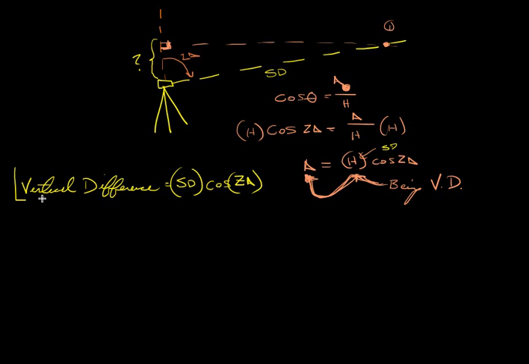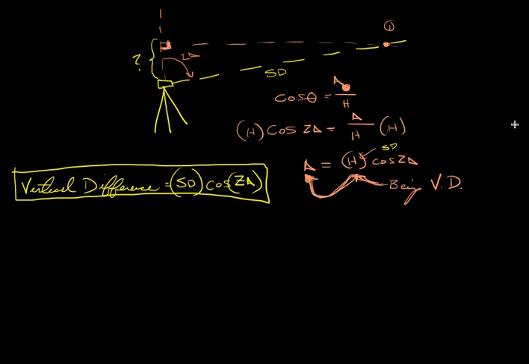This is the definition of the vertical difference, and this is what the total station calcs out for you. Most of the time you're not even going to do this trig. It's done inside the total station, which processes this number and shows it on the screen. But I just wanted to show you how it actually does it.